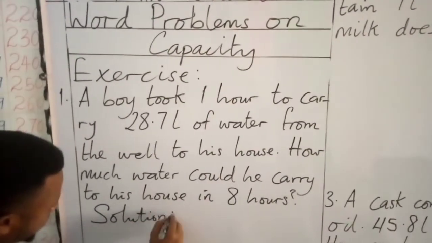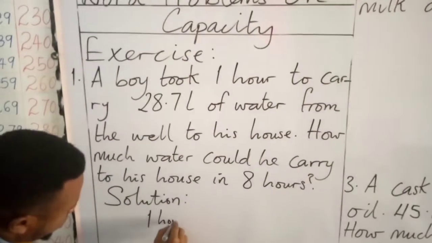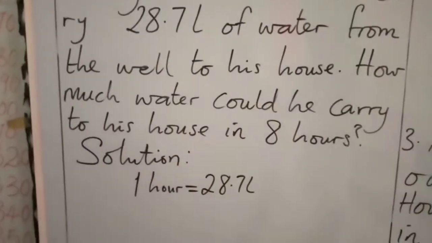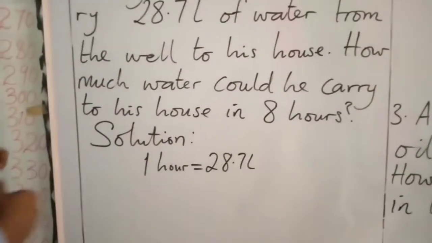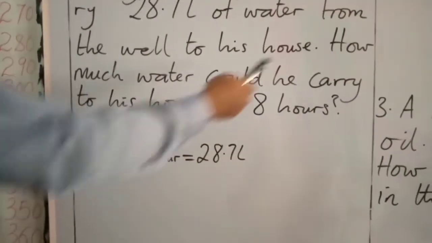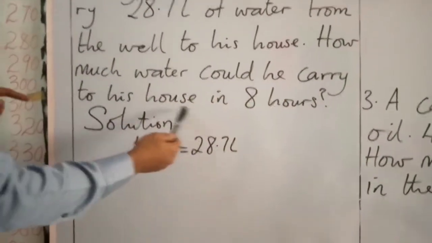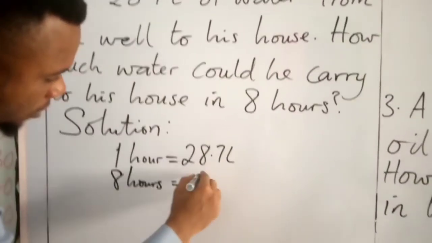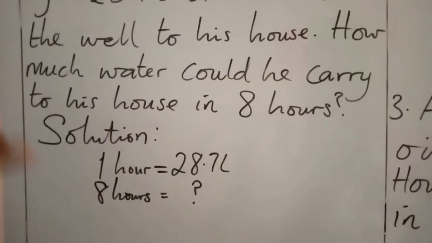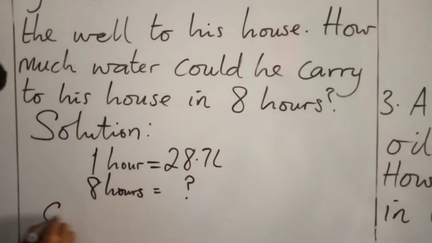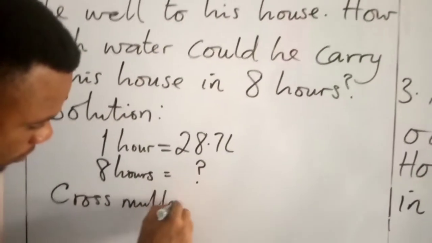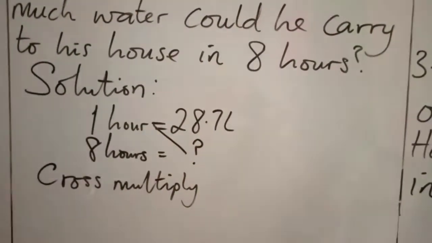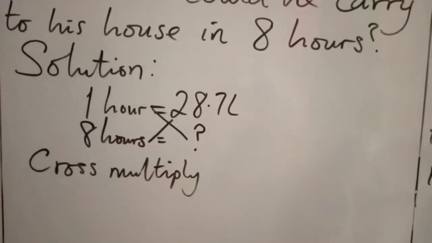Solution: 1 hour took him 28.7 liters. Now we are asked to know how much water he could carry to his house in 8 hours. In 8 hours, we don't know how much water. Remember, when we have a solution like this, we cross multiply. Unknown, we multiply 1 hour. 8 hours, we multiply 28.7 liters.